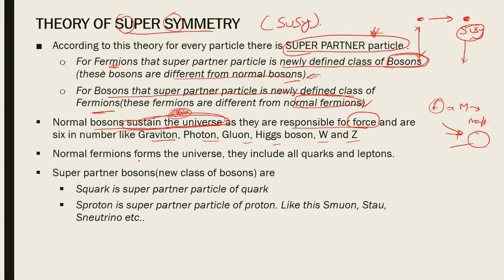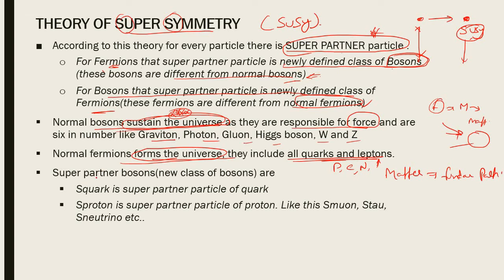Normal fermions form the universe, meaning the universe is made up of matter, and matter is made up of fundamental particles. So fermions form the universe. They include all quarks and leptons, so protons, electrons, neutrons, everything will come here. Now we'll come to these newly defined classes of bosons and all those things.